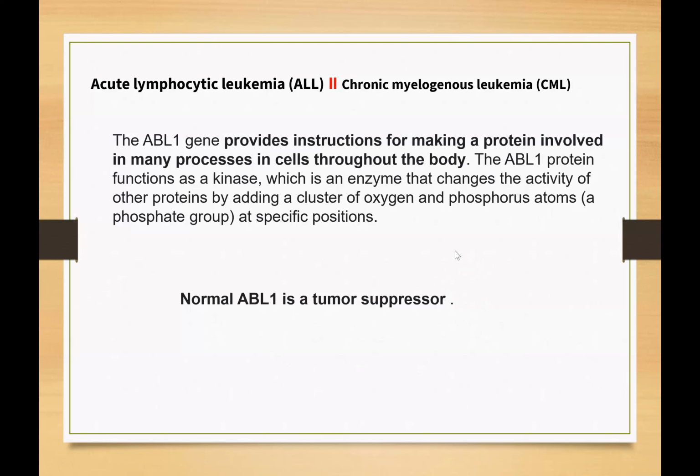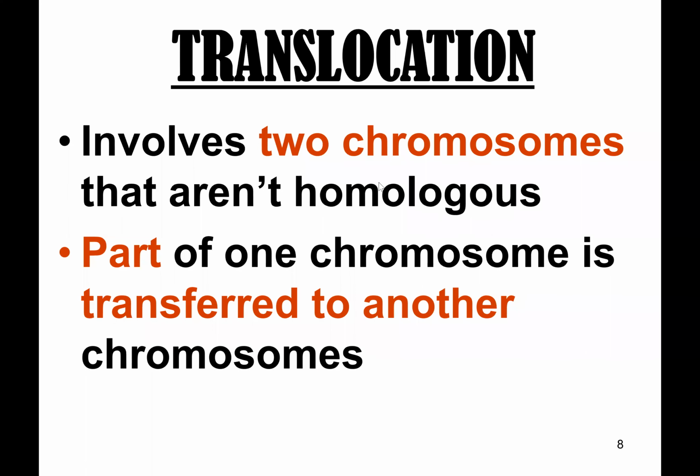And what is that change which leads to the development of these two types of blood cancers? So this gene also undergoes a mutation. Now, what kind of mutation does it undergo? That is chromosomal translocation. Chromosomal translocation is the key for bringing about a cancerous change in this gene.